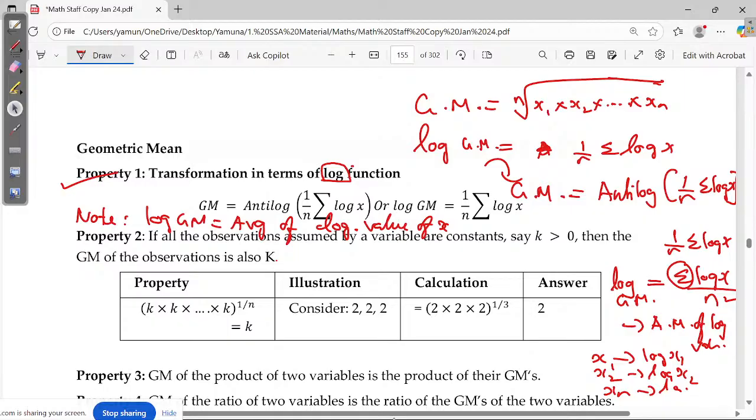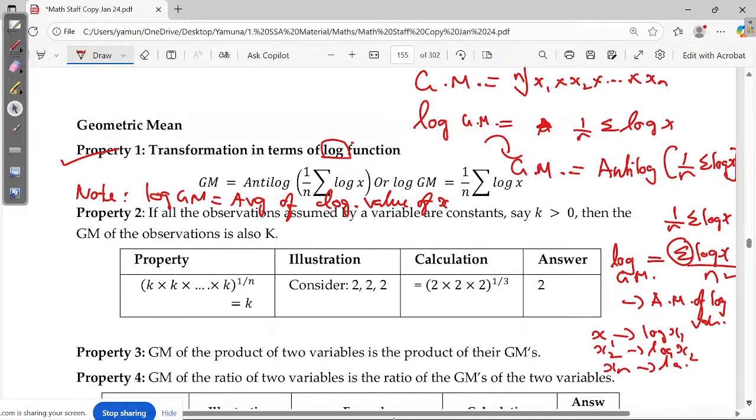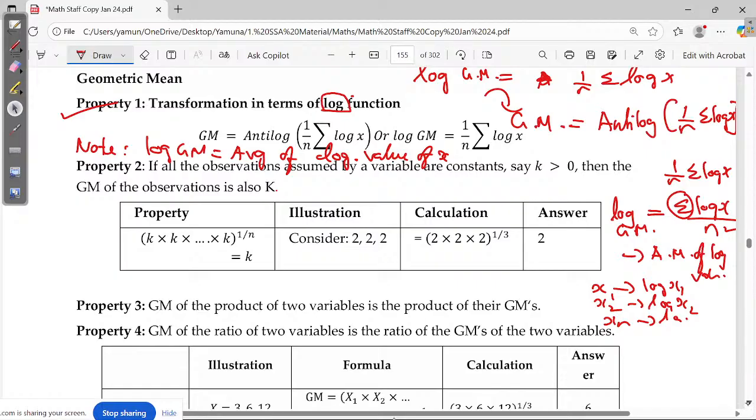Is it okay? If property 1 is okay, you can go for property 2. Any doubts? So you have a doubt when the class will get over. Property 2.